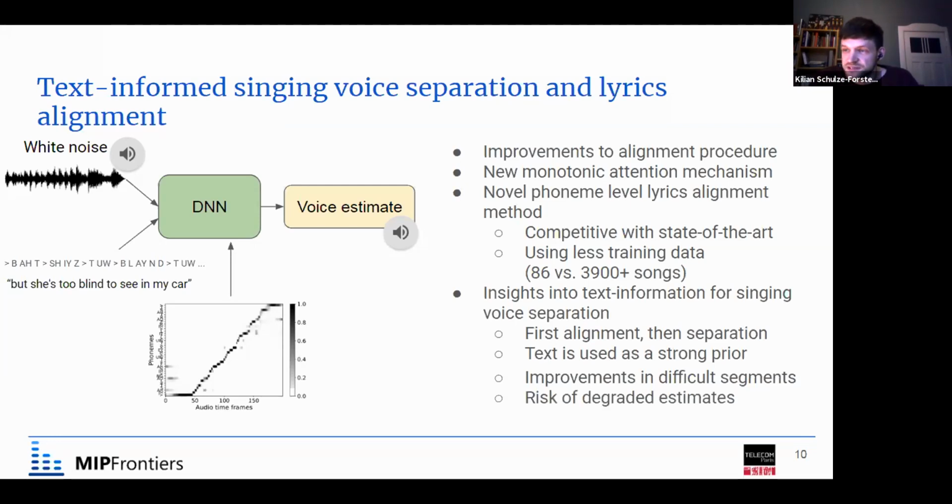However, since we have seen that the estimate is quite strongly dependent on the text input, if you do some mistakes in the transcription or the translation to phonemes, or mistakes in your alignment, there's also the risk that you degrade your voice estimate. And all these observations, the singing voice separation part and the alignment part, led to a third publication in a journal paper.